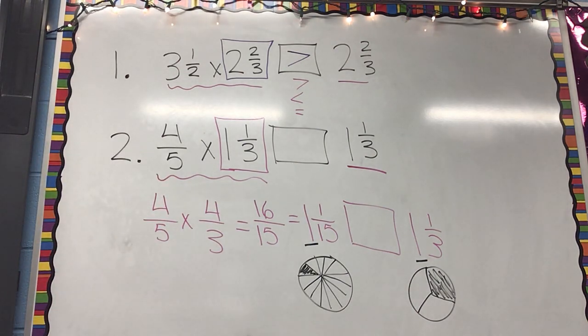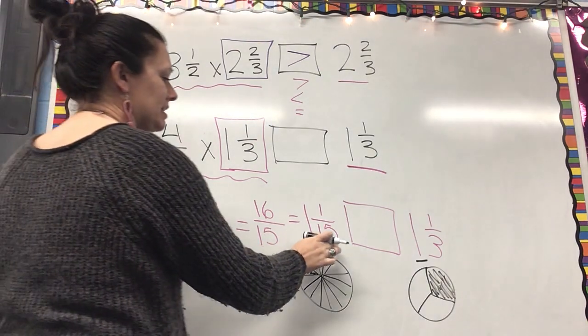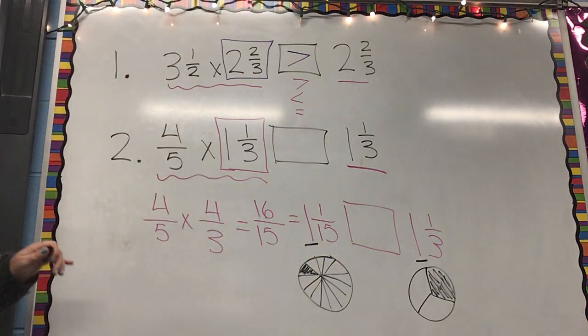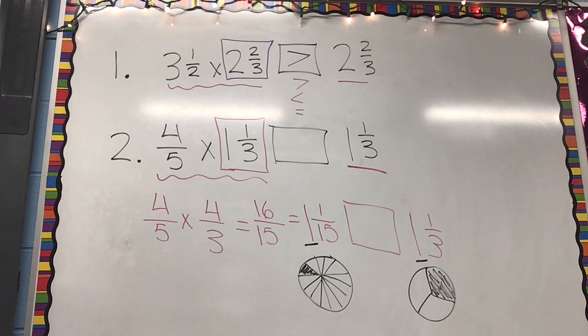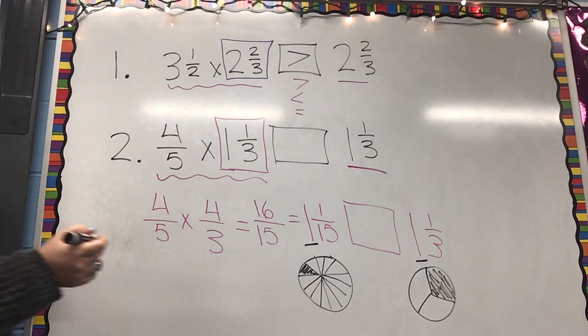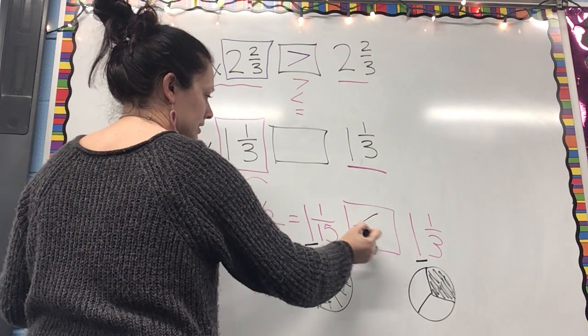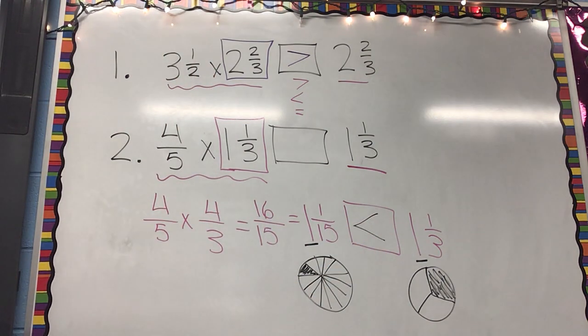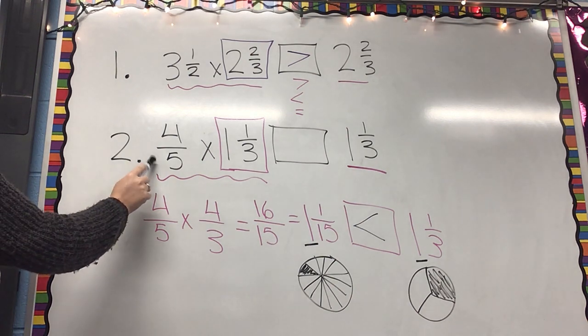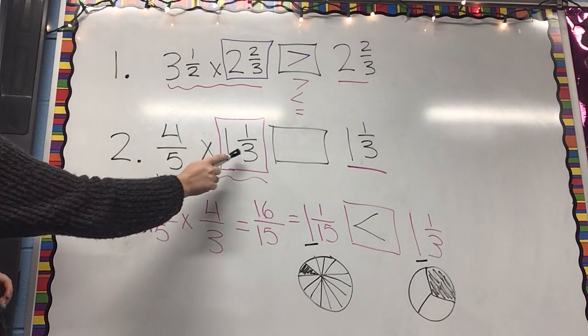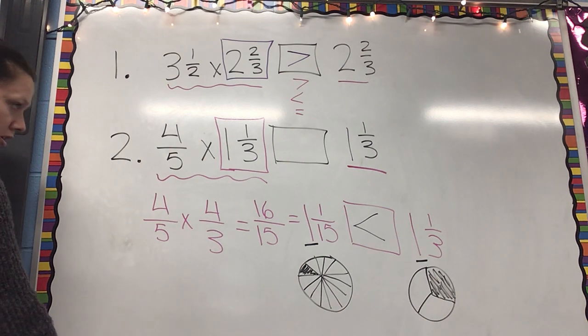The 1/3. The 1/3, right? So don't go by, well, this denominator is bigger, so that number is bigger. No, no, no, no. So what symbol am I putting right here in this box? Less than. All because I multiplied by something that was less than 1. It makes this number smaller.